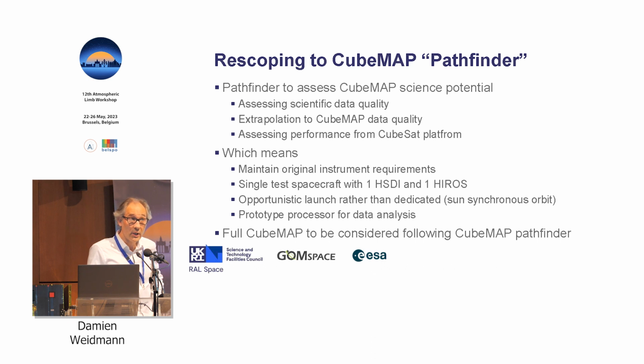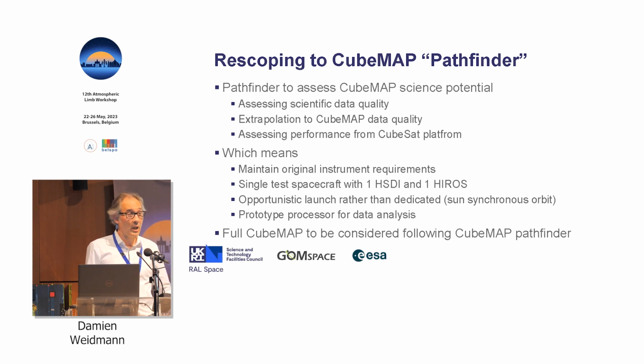So what we are coming up with now is a rescoping exercise where we will first start with a CubeSat Pathfinder. So the objective of the Pathfinder is to first assess the scientific quality of the data so that we can have firm evidence that all these systems are providing the right scientific data, then extrapolate to a full-blown CubeSat mission, and also as part of that we will assess how CubeSats are suitable for this type of demanding scientific application.